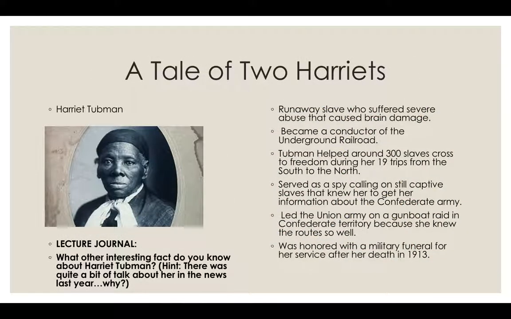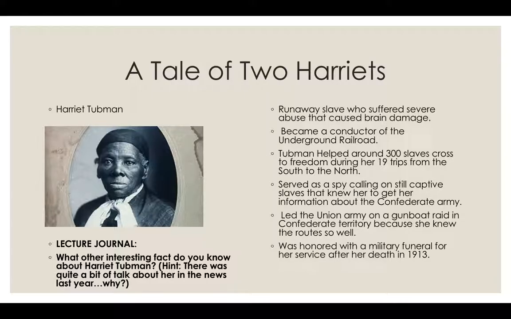A Tale of Two Harriets. Now, this first Harriet, you probably recognize. There's a good chance that you have heard the name Harriet Tubman and have seen her picture before. But we're going to discuss her again because she has a pretty significant place in American history. Harriet Tubman was a runaway slave who suffered severe abuse and still managed to escape slavery.